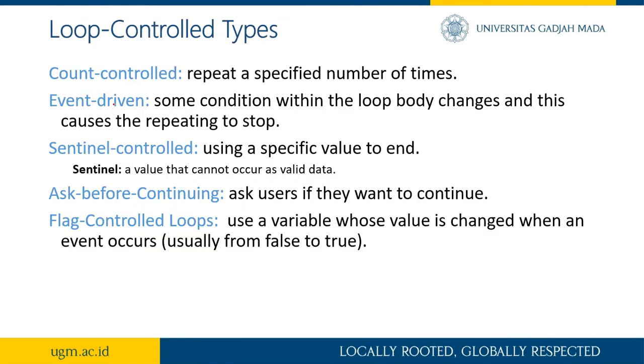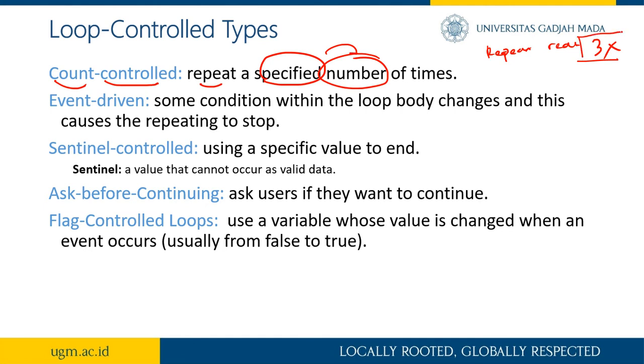We also have several control types for the loop. The first one is the count control. That means repeat a specific number of times. Like I want to repeat reading 3 times, so we know exactly how many repetitions we are going to do. This is the count control loop. We can use for looping.